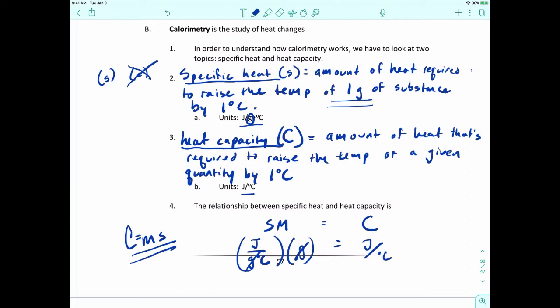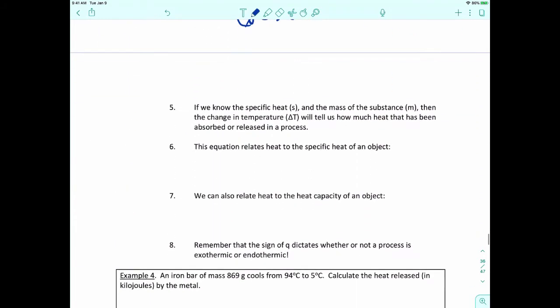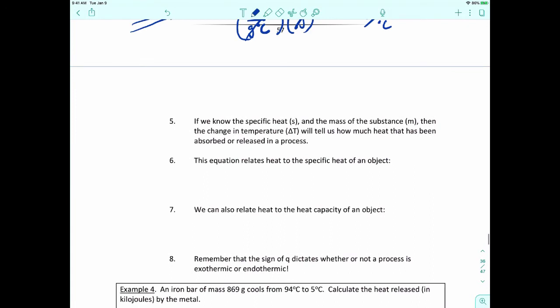Now, how do you relate heat to heat capacity and specific heat? Well, if we know the specific heat and the mass of the substance, and we know the change in temperature, that will tell us how much heat has been absorbed or released in the process. So what we're going to do now is take specific heat and relate that to the actual heat that's evolved or emitted.